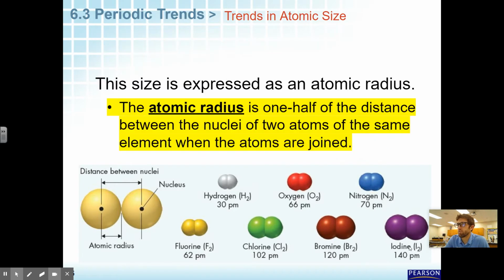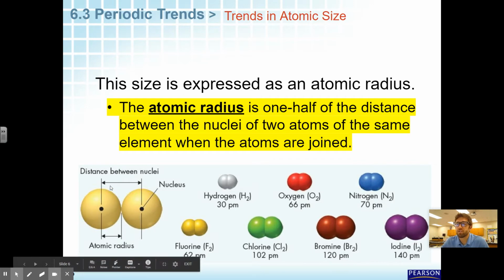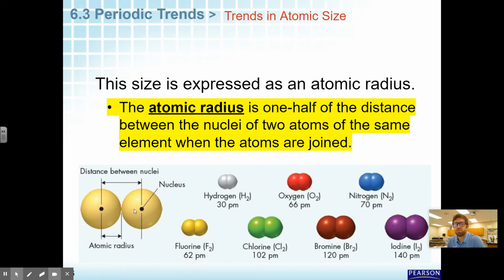So let's talk about why. We call the distance between the two nuclei there the atomic radius. So you have the whole distance here, and half of it is the atomic radius. So you have the atomic radius of this part, and you have the atomic radius of that part. You could think of this as kind of like circumference and radius in a circle. The radius is the distance halfway between the edge of the circle and the full circle. It's from the middle to the edge of the circle. So that's what the atomic radius is for us.